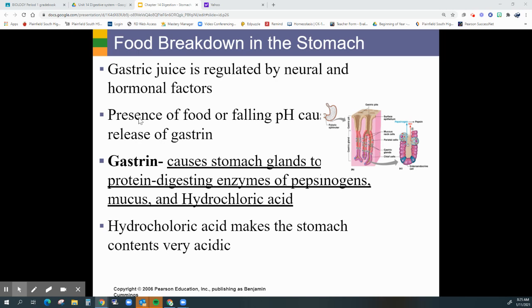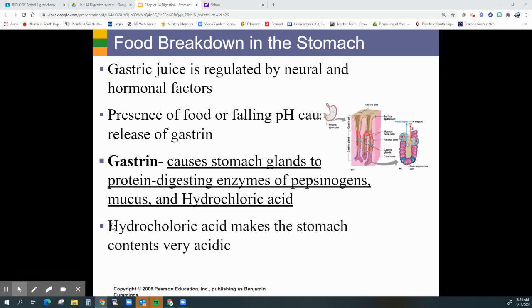Okay. The presence of food or the falling of pH can actually cause the release of gastrin. All right. So when food makes it into the stomach, it interacts with hydrochloric acid as well as the gastric juices to change the pH. So if the pH gets lowered, we start to see the release of these enzymes. And then the gastrin really causes the stomach glands to produce more of that hydrochloric acid as well as some of these enzymes to start the process of breaking down that food.